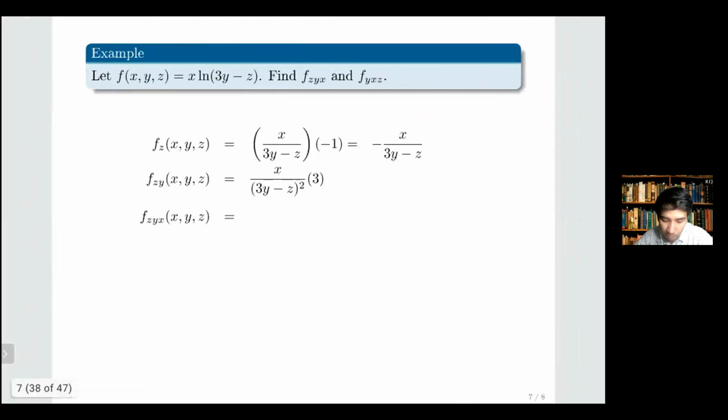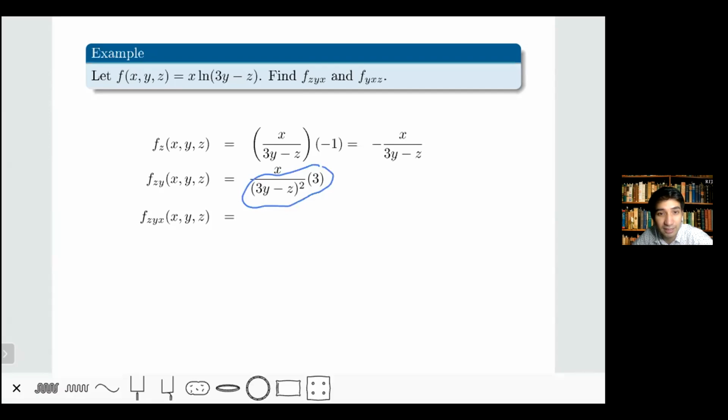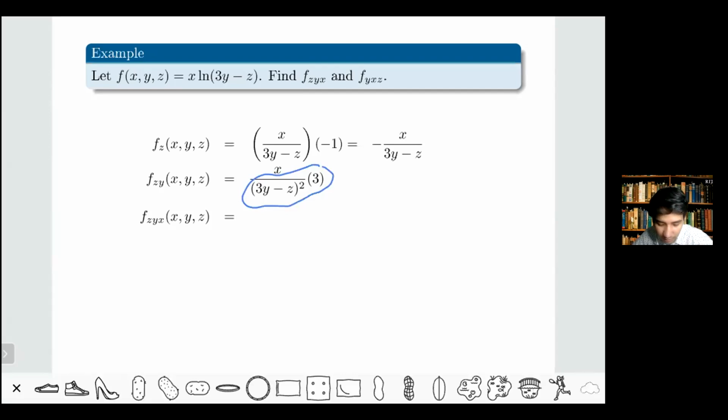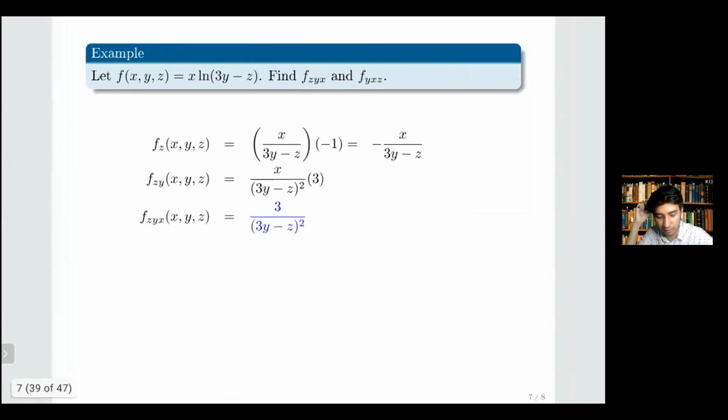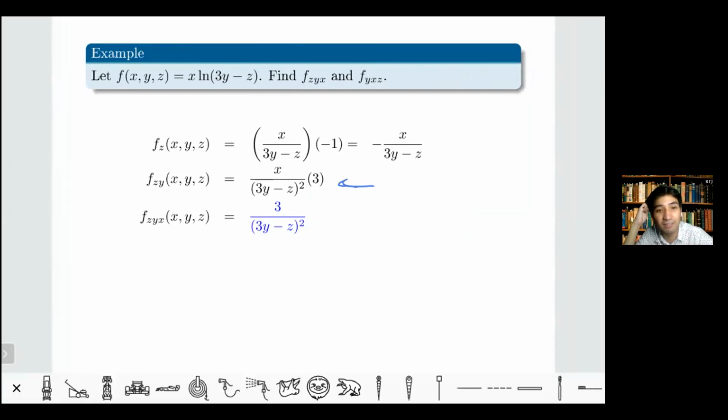And finally, kapag dinifferentiate niyan with respect to x, so etong part na to, constant na lang yan with respect to x. Kapag dinifferentiate niyan, lalabas lang yung constant. 3 over 3y minus z squared. Kasi constant times a function of, constant times x lang yun. So, ang derivative niya with respect to x is just a constant. Okay? How about the second one?